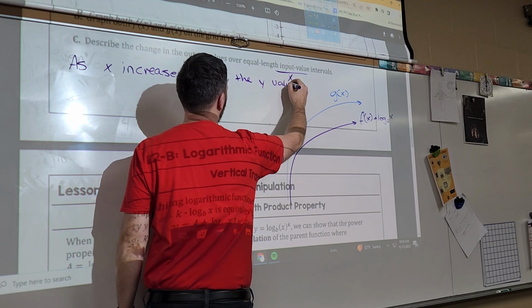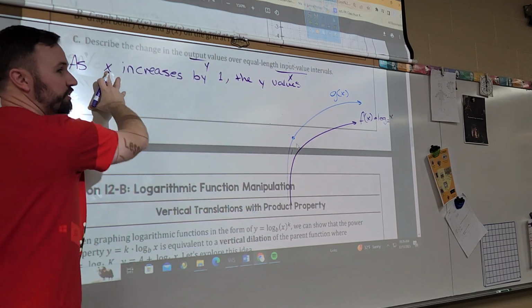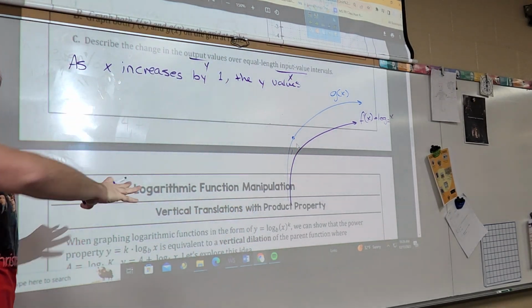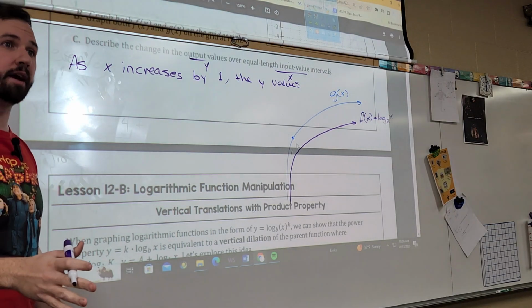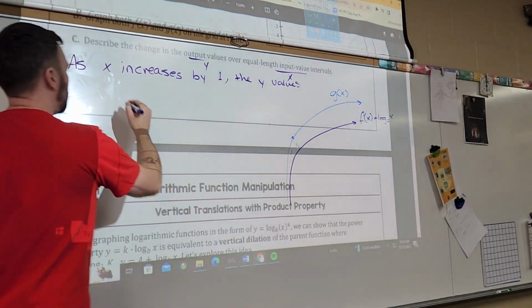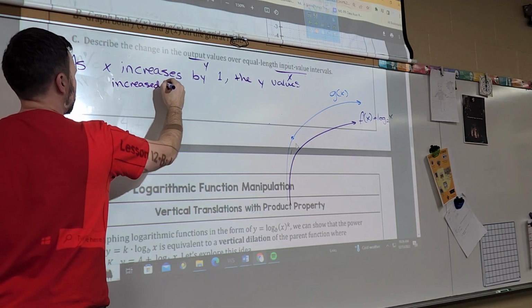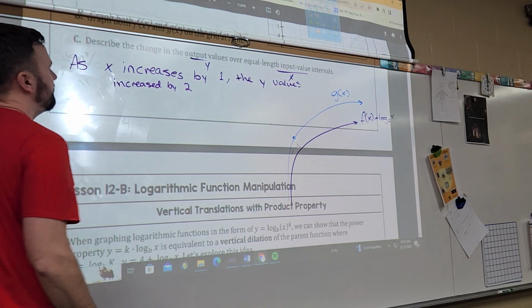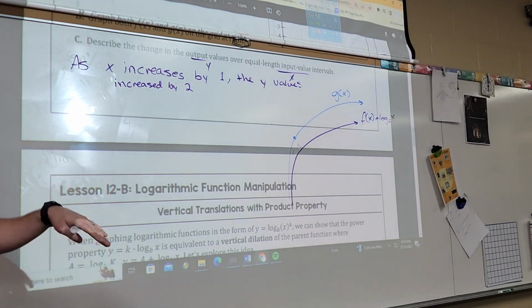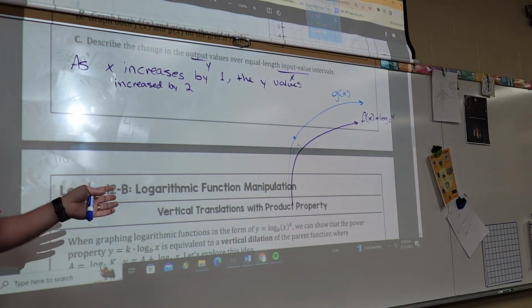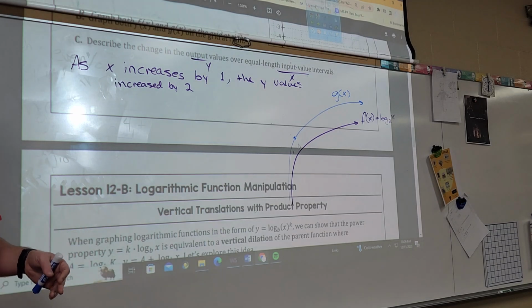Oh, I should have said input output, but this should actually be acceptable, right? Because x is input, y is output, right? They are the same thing. Y values increased by 2.